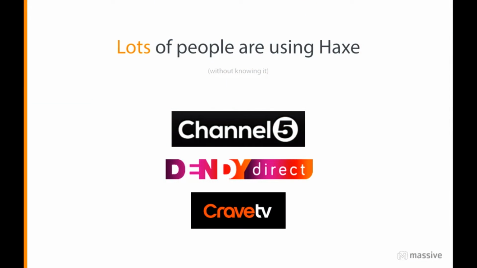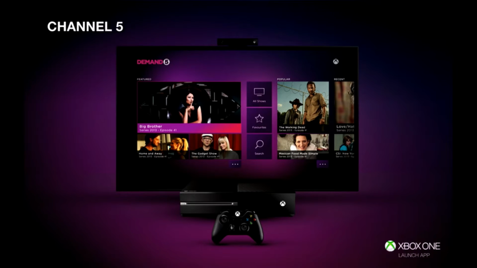So a lot of people are using Haxe, whether they want it or not. These are, for instance, three major TV channels in their own countries. And these apps we make, like Channel 5, are available on 12 platforms, from YouView to Xbox One.